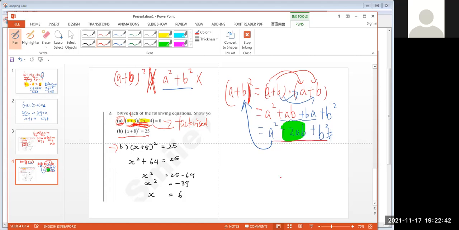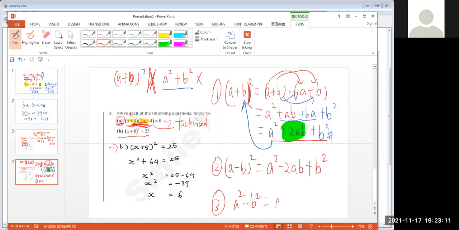So in fact, this is the first formula you need to memorize. The second formula you need to memorize is a minus b bracket square. I'm not going to do the proof for you here because I have already done the proof above. I'll just write you the answer: a square minus 2ab plus b square. And then the third one is a square minus b square, which gives you a plus b and then a minus b. So these are the three formulas you need to memorize so that you can do questions fast in future.